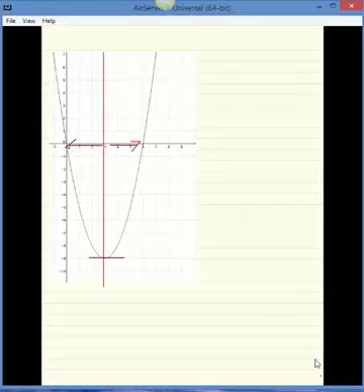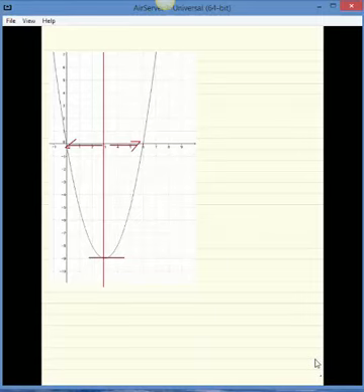Now, it's actually possible to find all of these things out without graphing our parabola, which is really important because factorizing x squared minus 6x is easy, but it's not always that simple. So knowing how to do it in another way is really important.